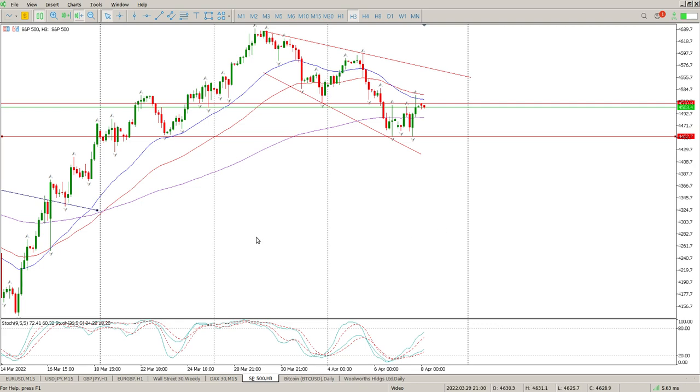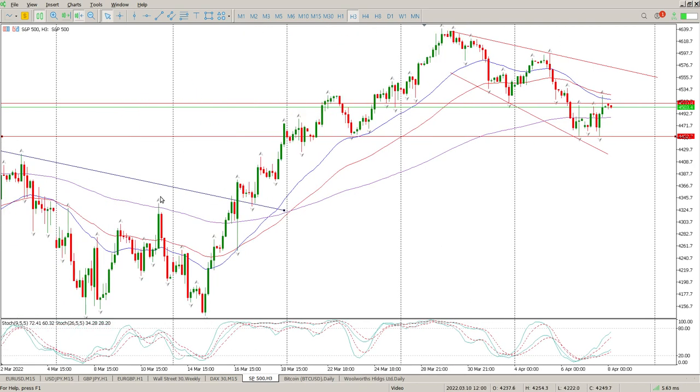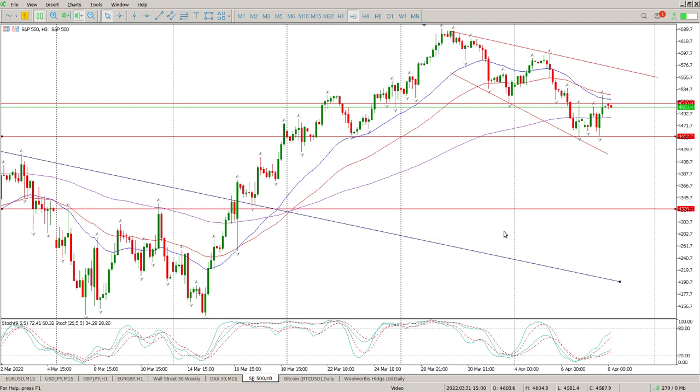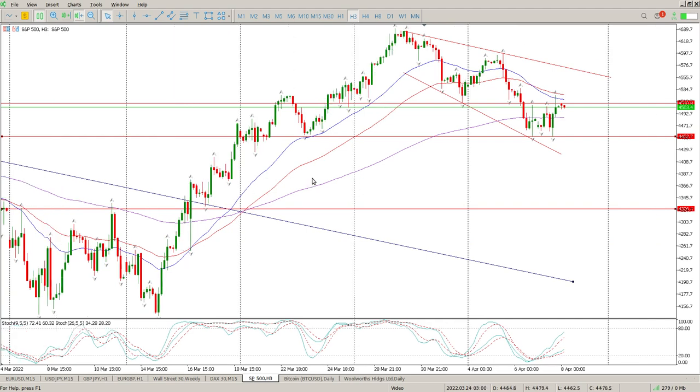We'll be looking for a move down, probably to come and test this break. So we'd have to extend this channel to something like that. And then we're going to be looking for a move all the way down, probably to start around there and then potentially to the downside a little bit more.